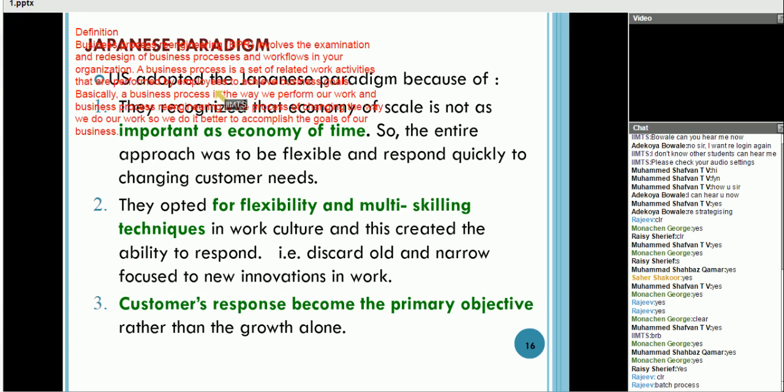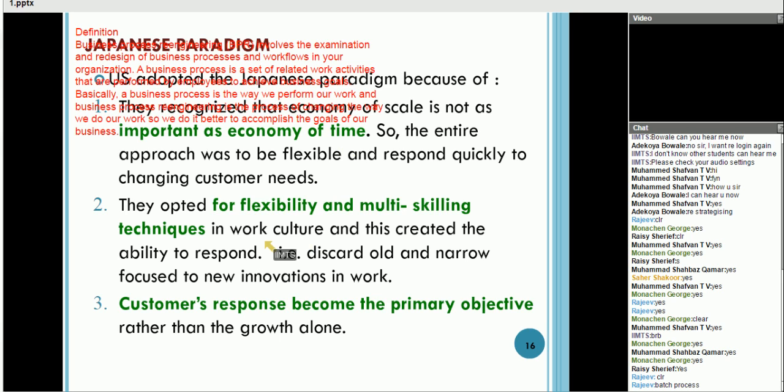Japanese paradigm. The US adopted the Japanese paradigm because the US people liked the Japanese model, so they adopted it. Now let's see why they adopted. Number one, they recognized that economy of scale is not as important as economy of time. So the entire approach was to be flexible and respond quickly to changing customer needs. So the Japanese focus more on the customer's requirement.